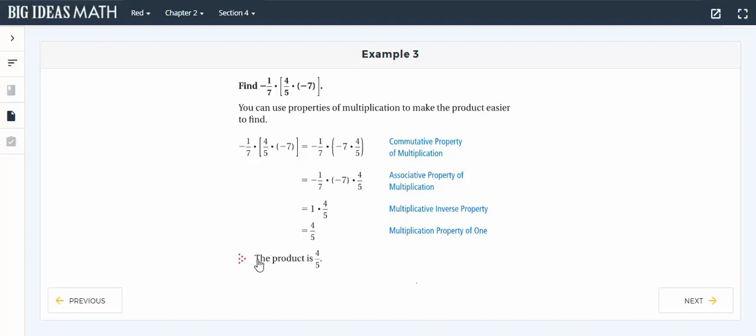So if you think you understand these, you can take the quiz on the next page to try some on your own.